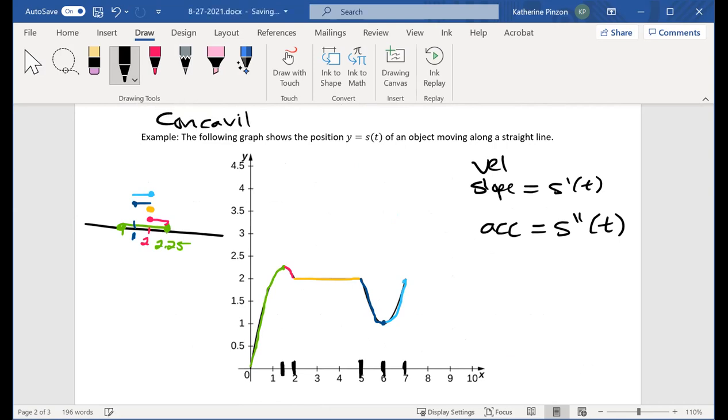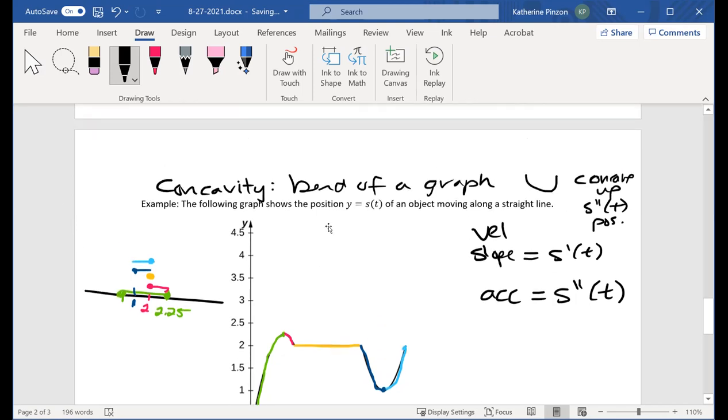Does anyone know what concavity is? The shape, the bend of a graph. A graph that looks like this, kind of like a smiley face, is called concave up, and when a graph looks like this, the second derivative is positive. A graph that looks like this, down like a frown, is concave down, and when it's concave down, the second derivative is negative. So when a graph is concave down, he's slowing down. When a graph is concave up, he's speeding up.